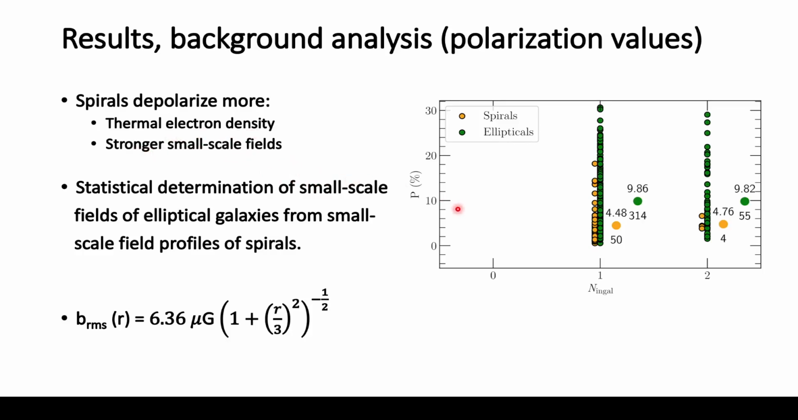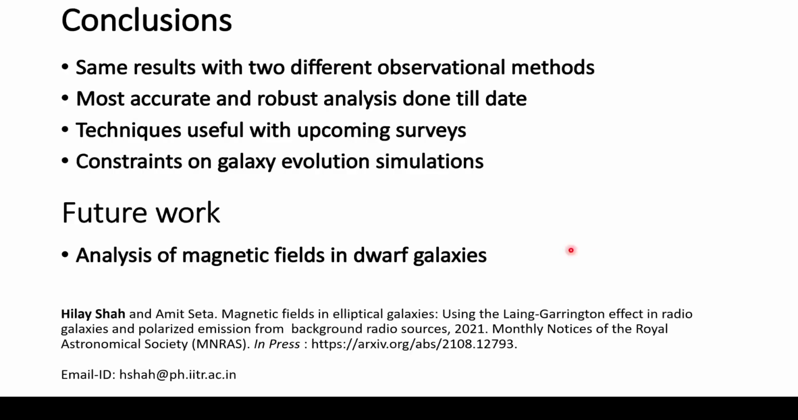Now, by assuming a small-scale magnetic field profile of a spiral galaxy, we compare the values of polarization between these two and calculate the small-scale magnetic fields in elliptical galaxies. We obtain the central small-scale magnetic field in an elliptical galaxy to be of around 6 microgauss magnitude. Thus, the small-scale magnetic fields in elliptical galaxies obtained using two different observational methods give nearly similar results, with the magnitude of magnetic field strengths lesser than 10 microgauss.